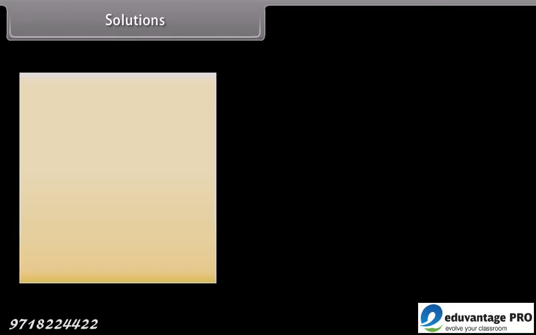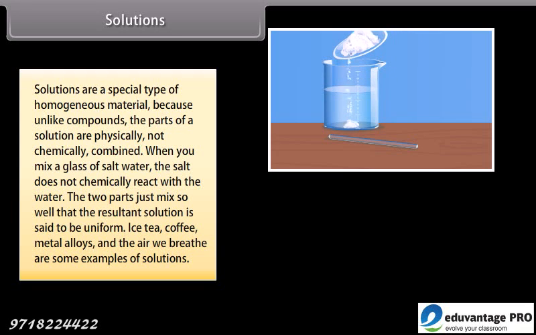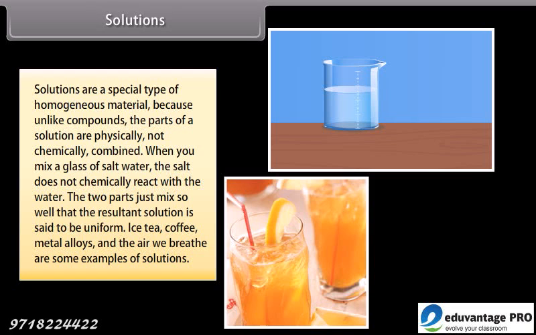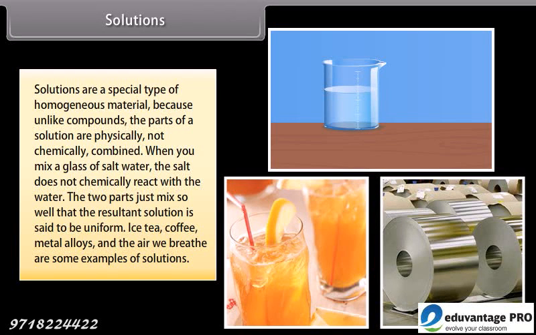Solutions. Solutions are a special type of homogeneous material because, unlike compounds, the parts of a solution are physically, not chemically combined. When you mix a glass of salt water, the salt does not chemically react with the water. The two parts just mix so well that the resultant solution is said to be uniform. Iced tea, coffee, metal alloys, and the air we breathe are some examples of solutions.